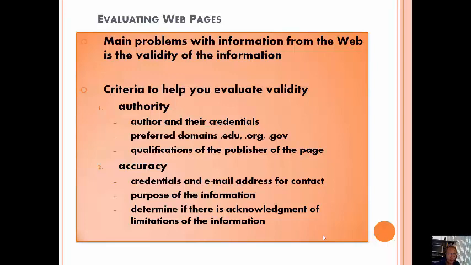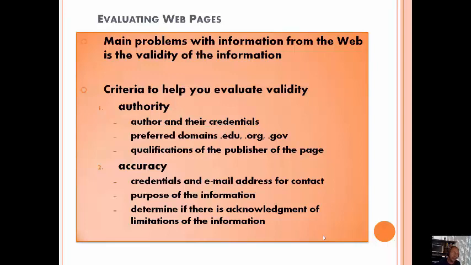Validity of the information. How do we know that the information that we're getting is valid? What's the source of this information? Of course, the whole idea of fake news is on everybody's minds and in the news quite a bit. And indeed, what is fake news or fake information but invalid information that's not accurate?